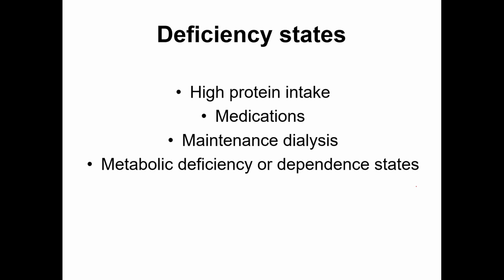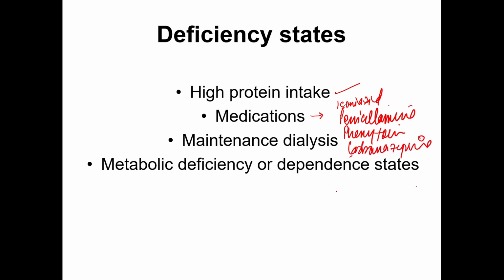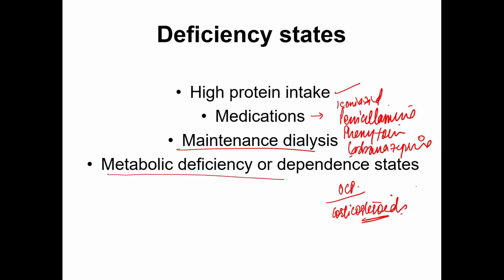Who all develop a deficiency state? Very predictably, those with a high protein intake, those on certain medications that inactivate pyridoxine, for example, isoniazid, penicillamine, phenytoin, carbamazepine, and others like oral contraceptive pills and even the corticosteroids. Then those on maintenance dialysis can develop a deficiency state. And lastly, metabolic deficiency or dependency states will have a manifestation. These we'll discuss in detail in the coming slides.